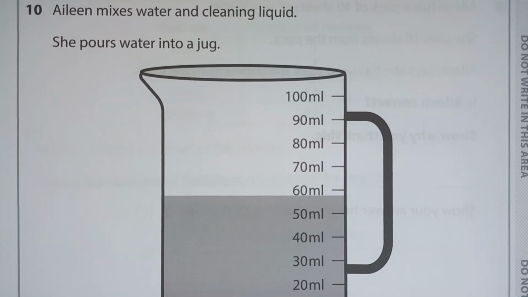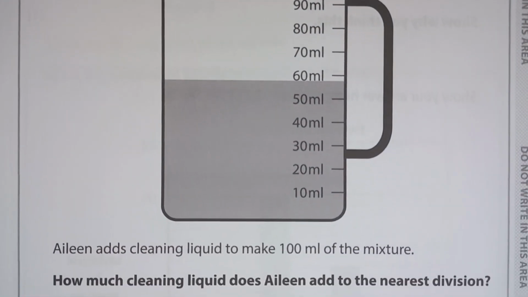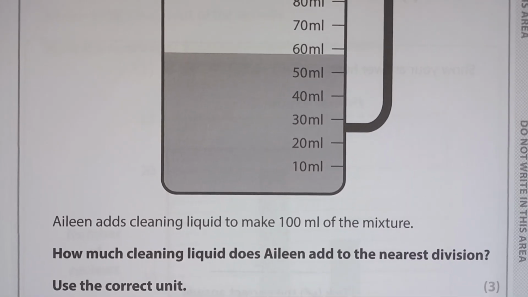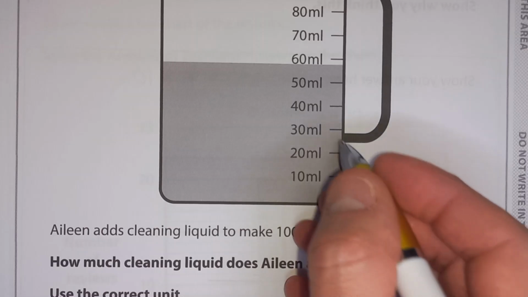Question 10. Aileen mixes water and cleaning liquid. She pours water into a jug. There's a picture of our jug. Aileen adds cleaning liquid to make 100 millilitres of the mixture. How much cleaning liquid does Aileen add to the nearest division? Use the correct unit. When it says the nearest division, it's talking about these markings here.